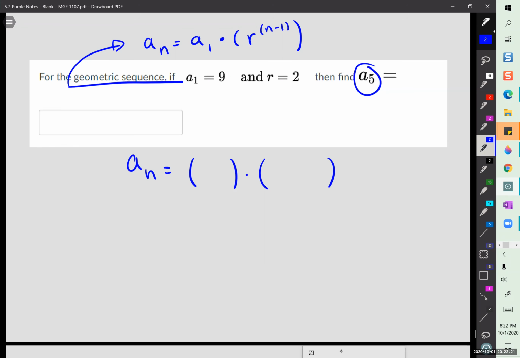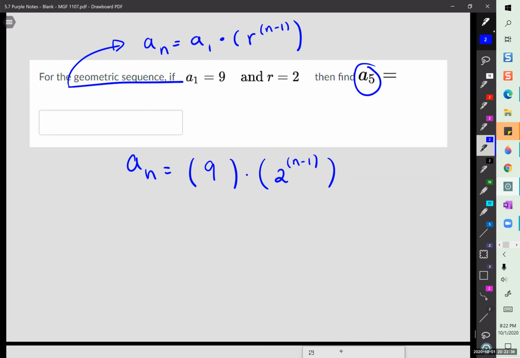So for this last one, once we've identified our first term as 9, we know that goes where the first term goes in the formula. Common ratio is 2, that is being raised to the n minus 1 power. Specifically, we're finding the fifth term. Now, fifth is close enough that we could have just written out the sequence as well. So that could be an option here.